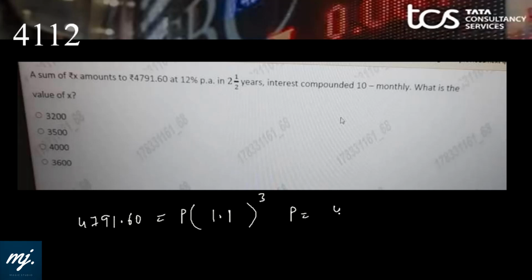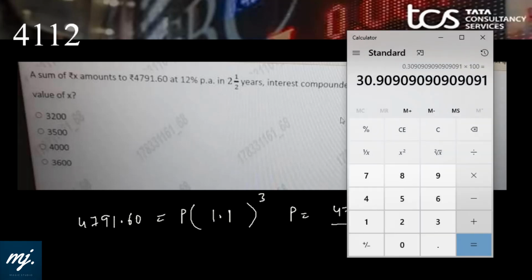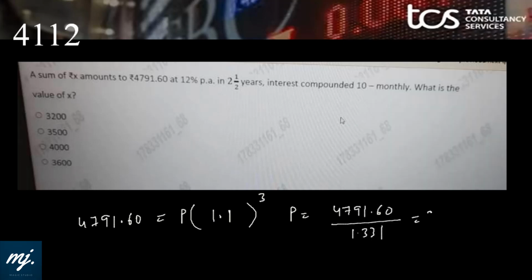So the principal we are looking for is simply 4791.60 divided by 1.1 whole cube, which is 1.331. So it is 4791.6 divided by 1.331, that is 3600. So the principal taken by him is 3600. What is the value of X? X is 3600, option D.